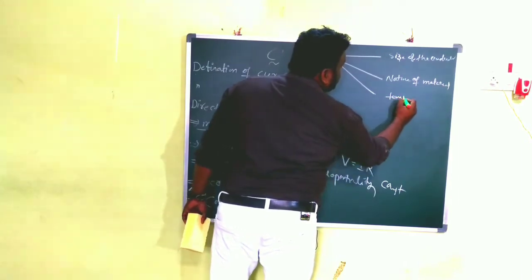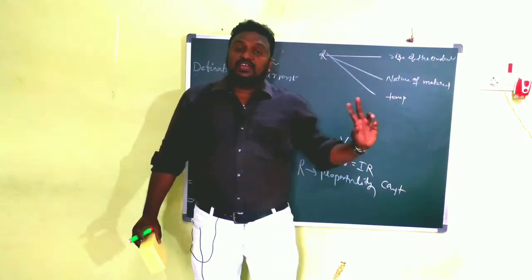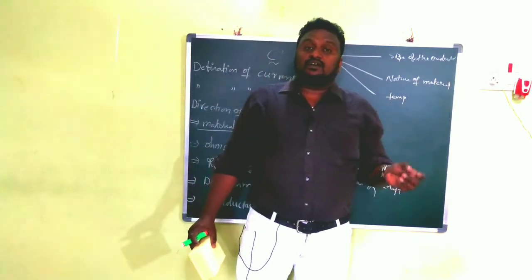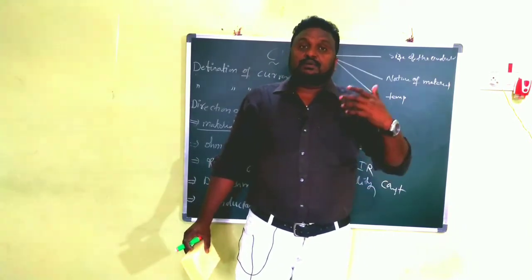And the third one is temperature. V is proportional to I, and V equals IR. R is what we call the proportionality constant, and R should be taken as some proportionality constant.